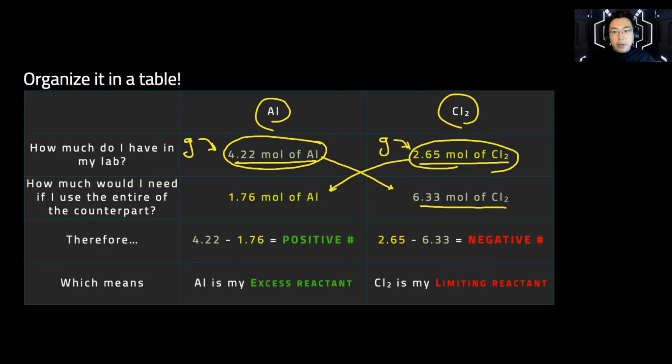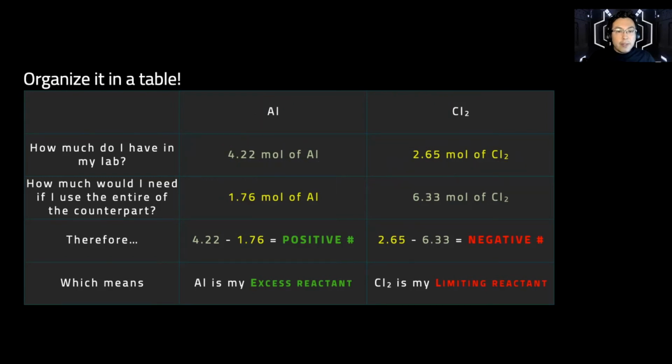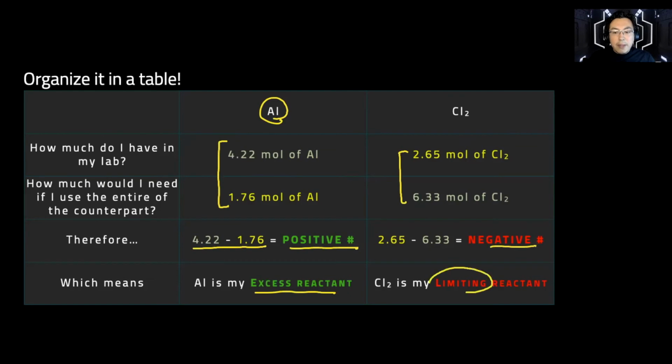And now what you can do is just subtract these numbers. From the side of aluminum, you can subtract it. If the subtraction gives you a positive number, that means this one is your excess reactant. If the difference gives you a negative number, that means it is your limiting reactant. With this information, we can conclude that the limiting reactant is going to be chlorine.